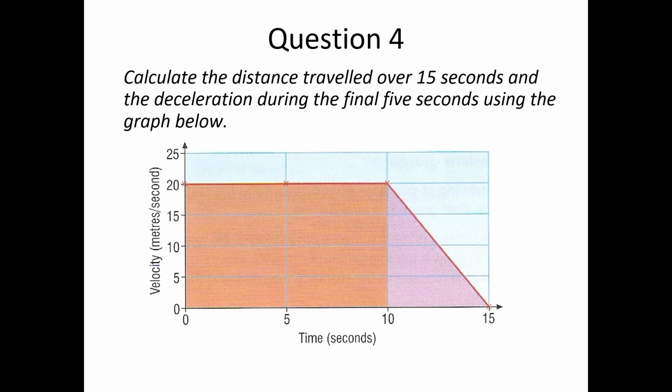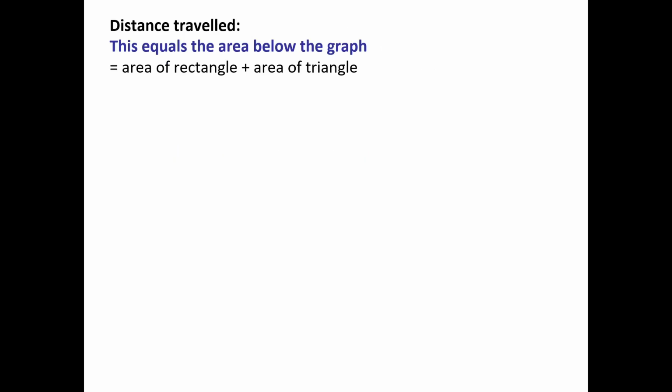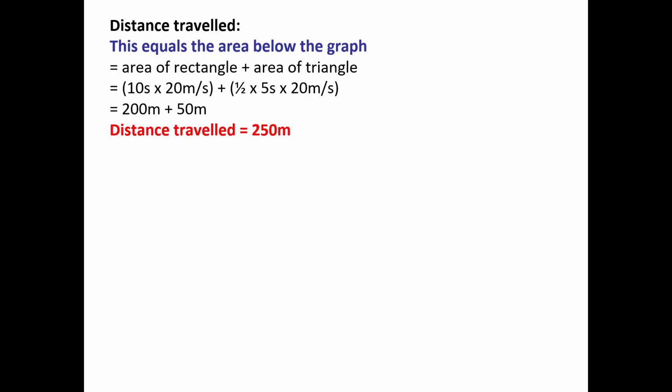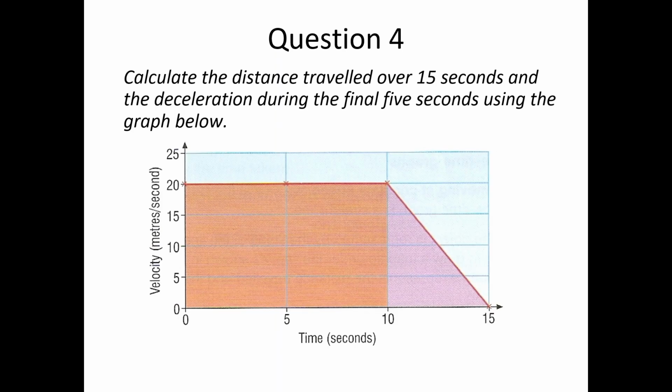Okay, so over the first 15 seconds, and so that's the whole of that really, okay? You can look at the area of the rectangle, the area of the triangle. So let's have a look at the area of the rectangle. It's 10 times 20, so 200. And then the area of the triangle is a little bit more complicated. The y step is 20, and the x step is just that final 5, okay? So 20 times 5, and then divide by 2, or multiply by a half, okay? So that comes out to be 50. So 200 plus 50, 250 meters. Okay, now let's just go back and have a little look at the final bit. So it asks you for the deceleration for the final 5 seconds.